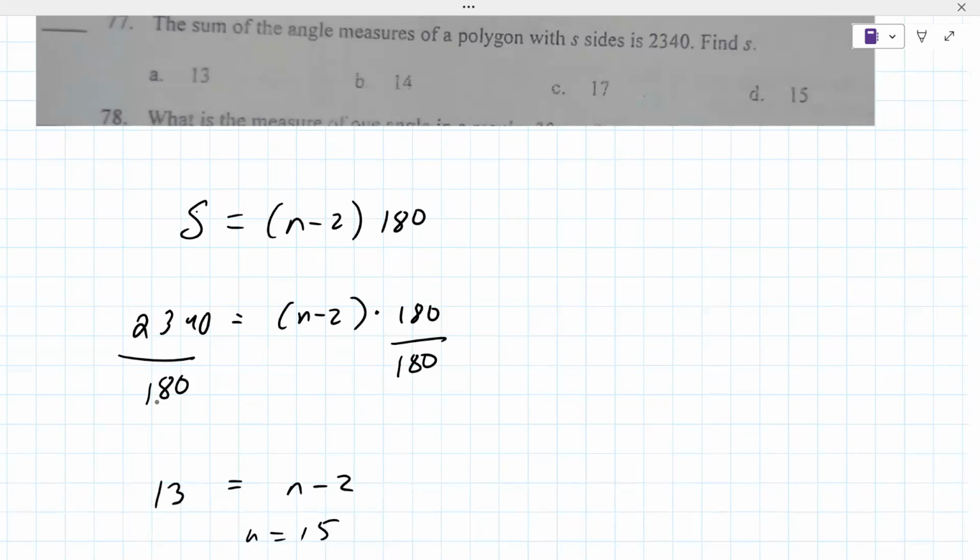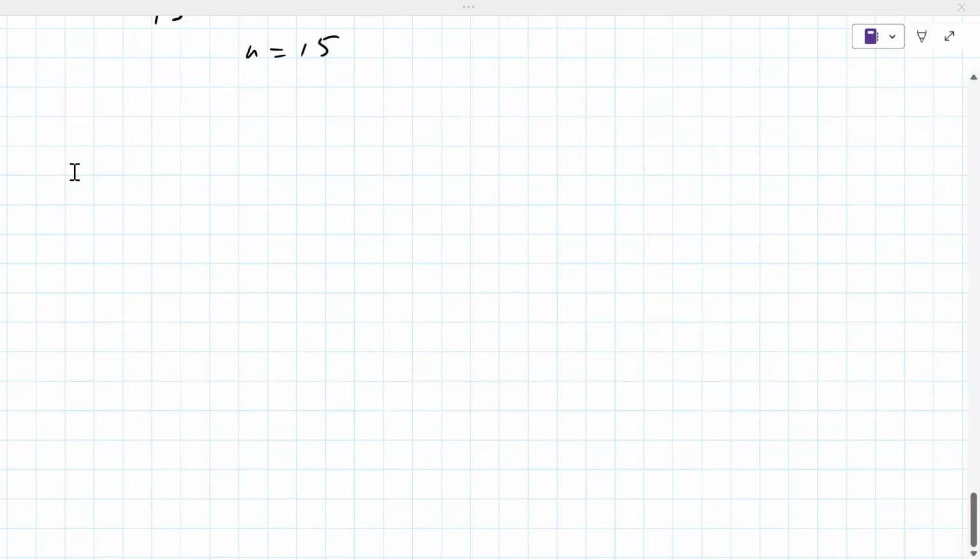You had a question there? Yeah, how come you add 2 there? Yeah, to get rid of the 2. Oh, solving for n. Yeah. Okay. Okay, 78.